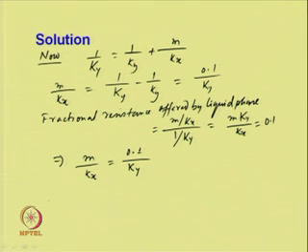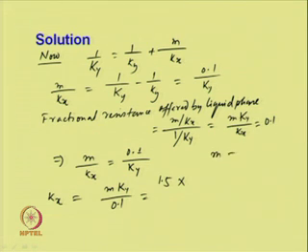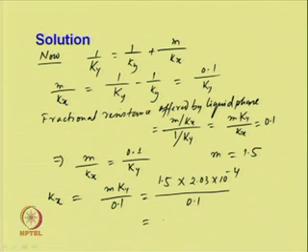So, from this we can calculate k x will be m capital K y divided by 0.1. m is given 1.5, so 1.5 into 2.03 into 10 to the power minus 4 divided by 0.1, which is equal to 3.045 into 10 to the power minus 3 k mole per meter square second. So, these are the individual mass transfer coefficients.